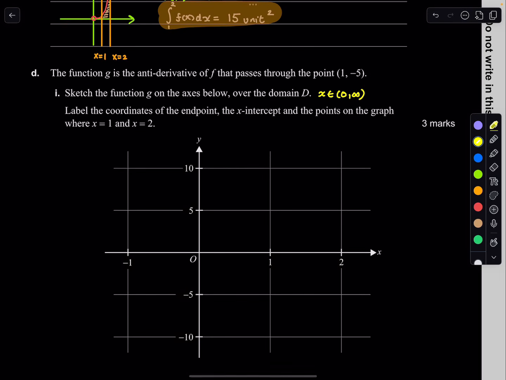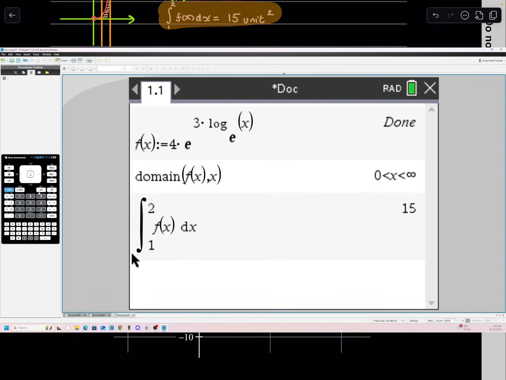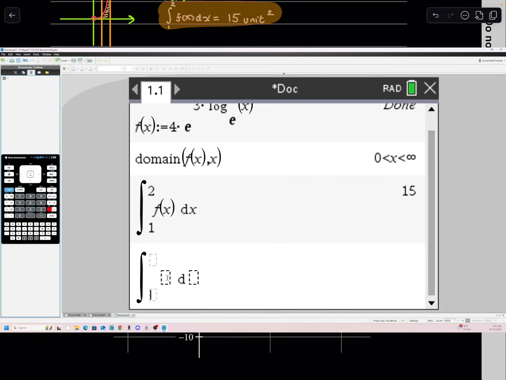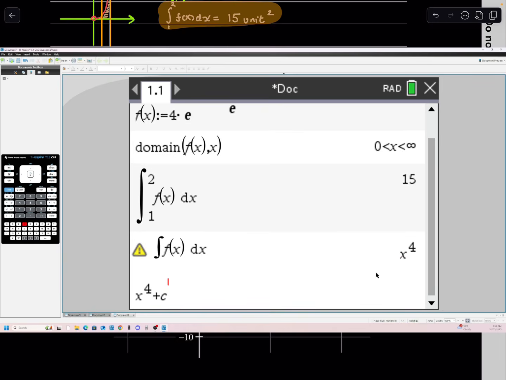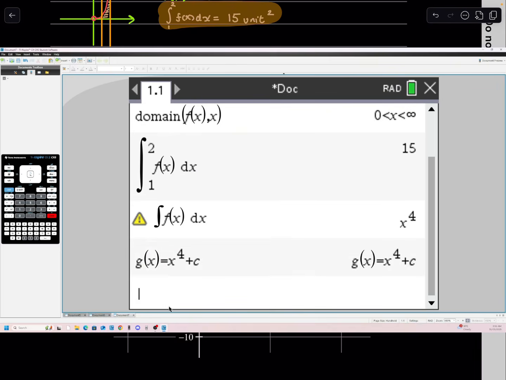So what we're first doing is, we've got f here. We need to find g first. To find g, remember, it's just integrating f of x dx. You integrate it and then you get x to the power 4. But don't forget you have a plus c. So this here now is basically your g of x.